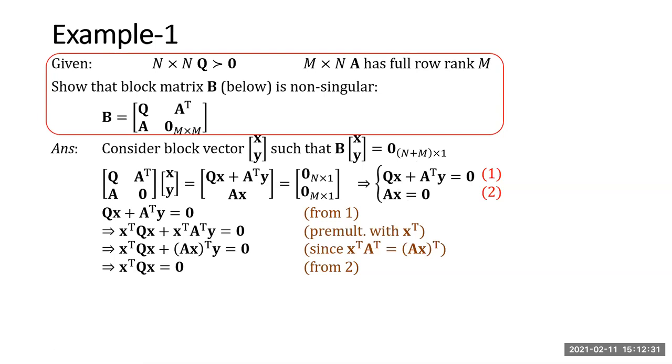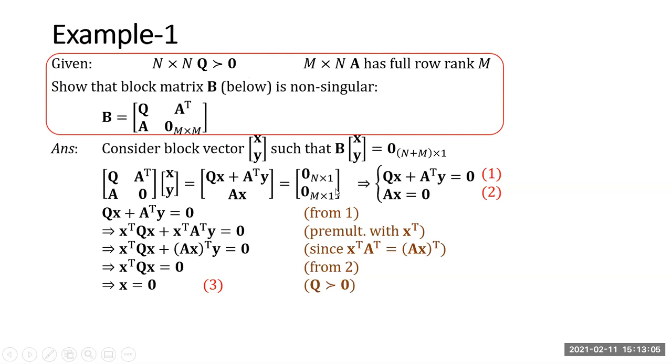Are you guys with me so far? Yes. So X transpose Qx equals 0. But what were we given? Q is a positive definite matrix. When can X transpose Qx be equal to 0? Only when X is a vector of zeros, correct? So we arrive at this: X must be equal to 0, this X here.